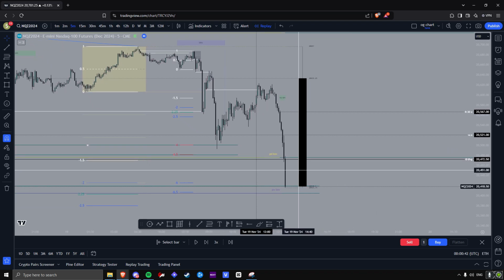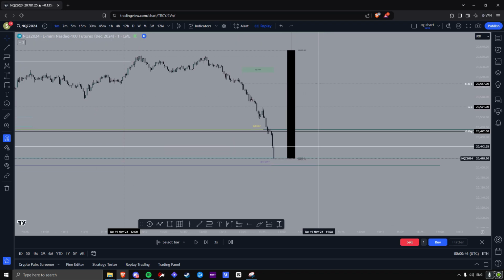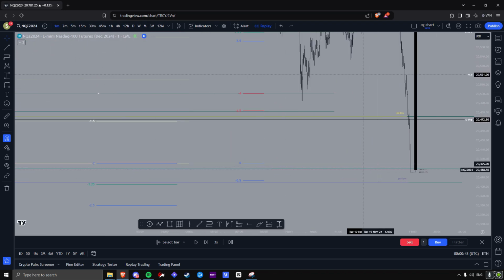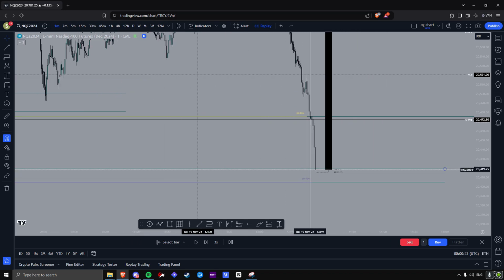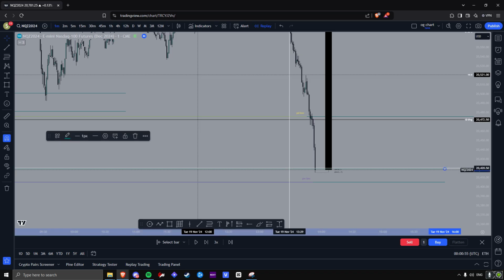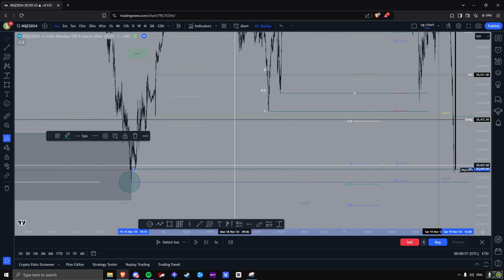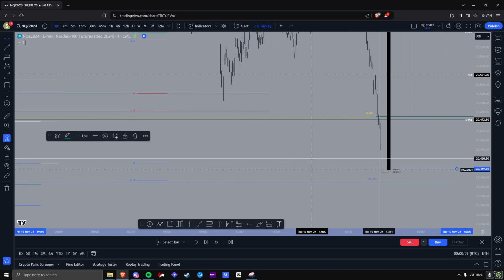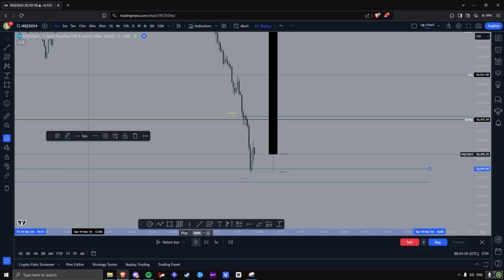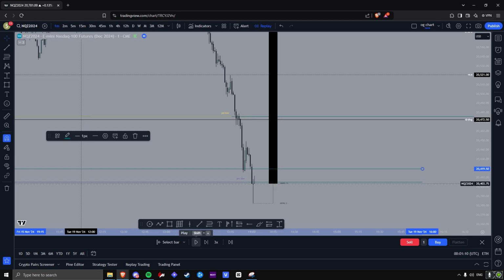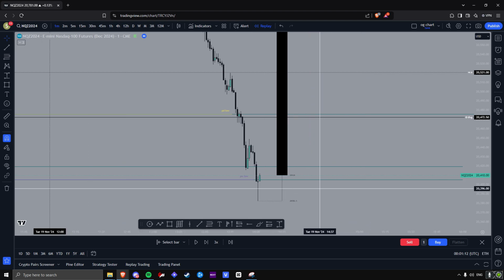So we can see price pushes down all the way over to here. So we're going to jump into the 1 minute. You can see we're at previous day low. Actually on the first liquidity point, right there. So I'm just going to play the chart. And then you can see price pushes down again.